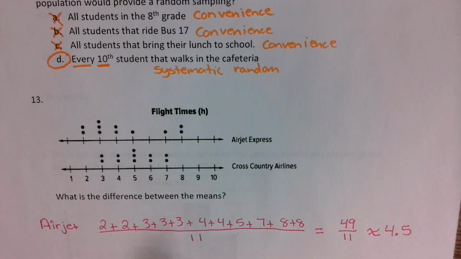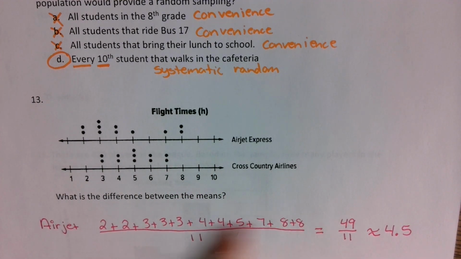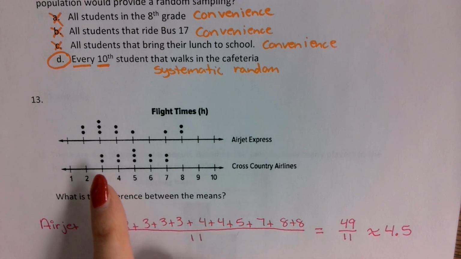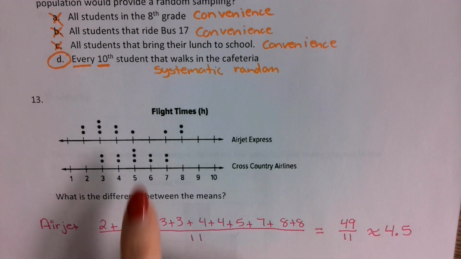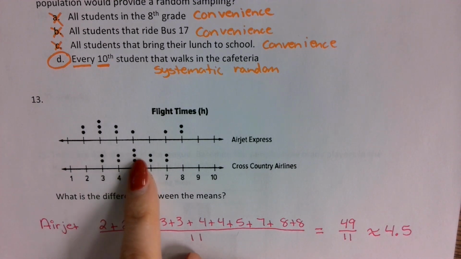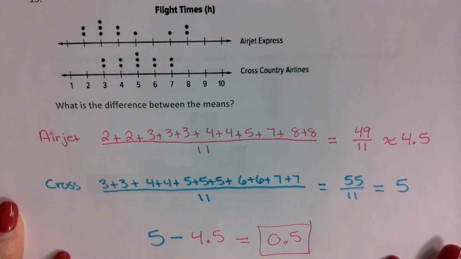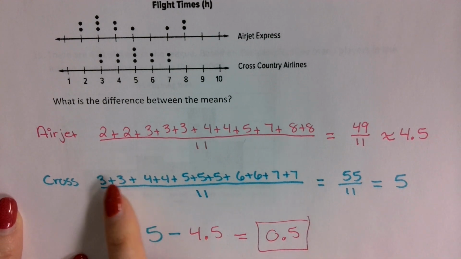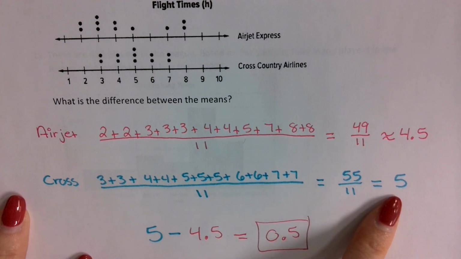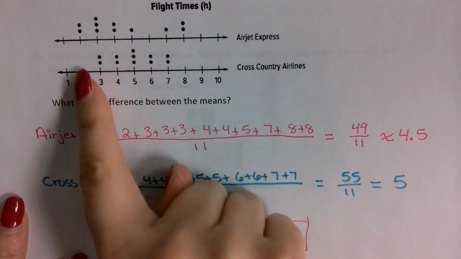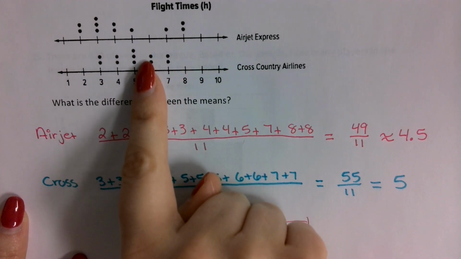For the cross-country airlines, do I have to do that same thing? Do I have to add them all up and then divide by 11? Why not? This is symmetrical, so the center value is 5. That means that the mean is also going to be 5. I went ahead and did it anyway just to show you that if you add them all together and get 55 divided by 11, it's going to be 5. But you don't have to do that because it is symmetrical. That means that the median and the mean are going to be the same.